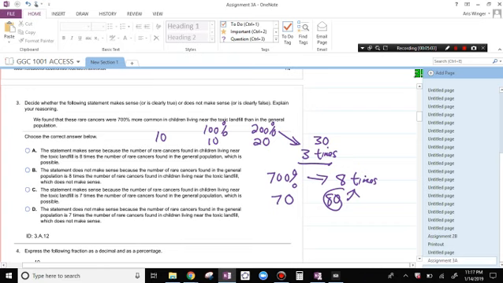This is possible. You can have 8 times what you had before. So the statement makes sense because the number of rare cancers found in children living near the toxic landfill is 8 times the number of rare cancers found in the general population, which is possible. So it's A for the 8 times.